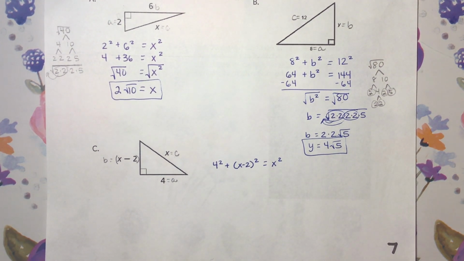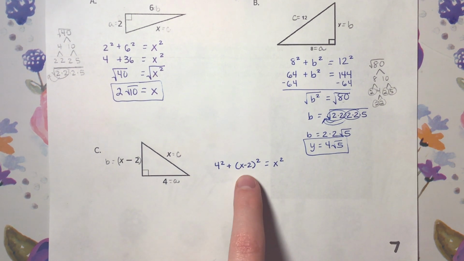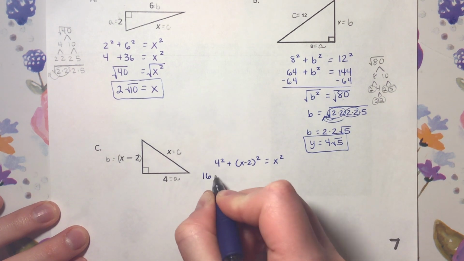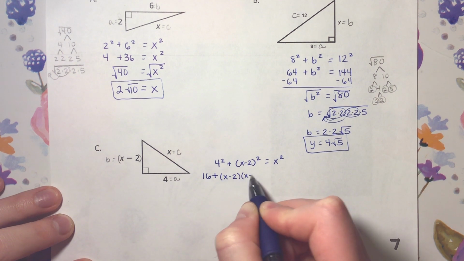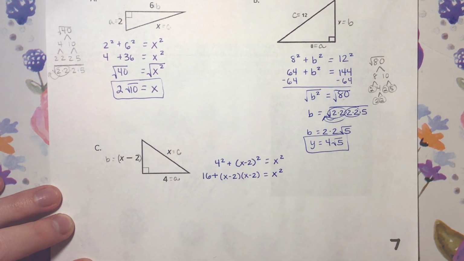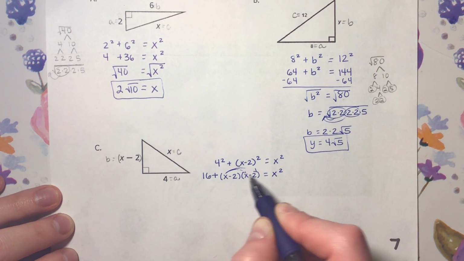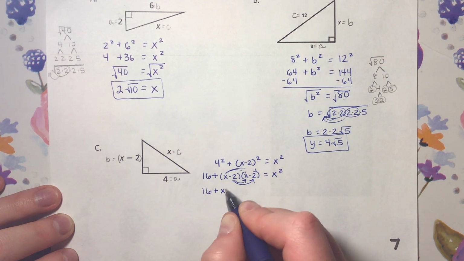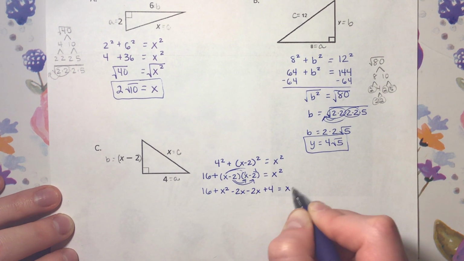Now I want to square all of my terms. Please keep in mind this is a binomial, so we're going to have to FOIL. If you need to go over to the side to FOIL, then you can. So 4 squared is 16, and then I'm going to say plus, and I'm going to go ahead and write X minus 2 out next to itself, just so you can see that. Now I'm going to FOIL. So first, outer, inner, and last. So I have 16 plus X squared minus 2X plus 4 is equal to X squared.